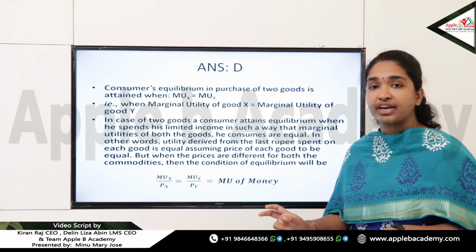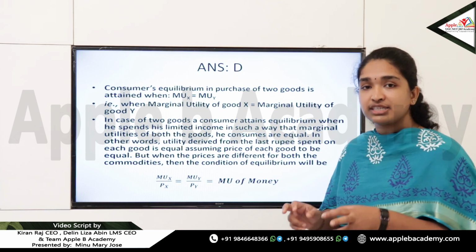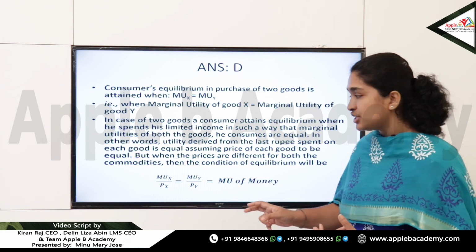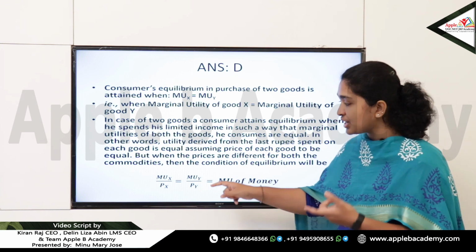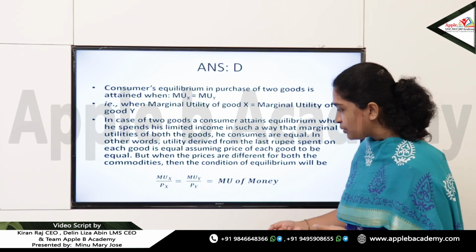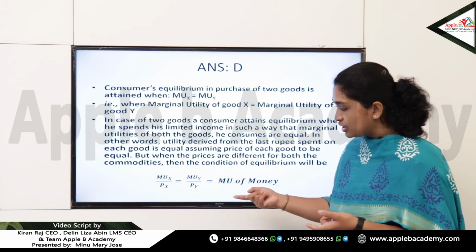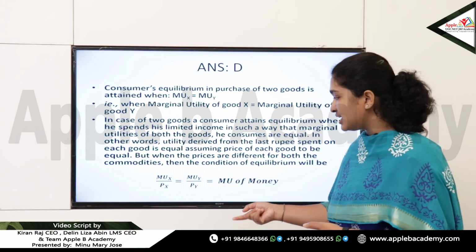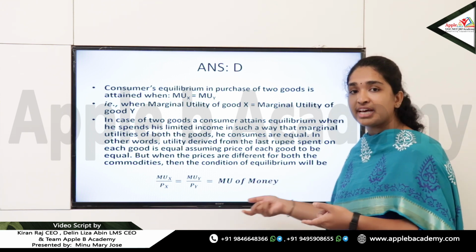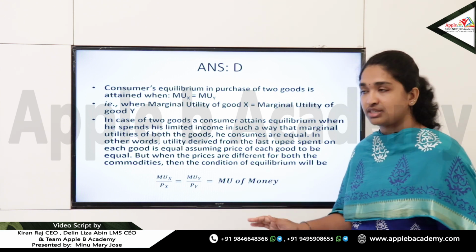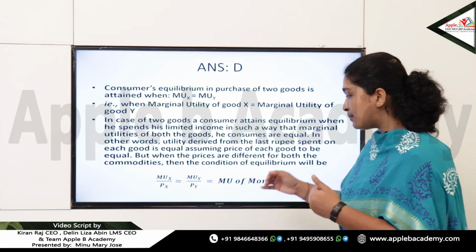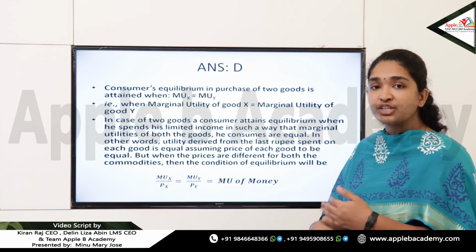But this is not the case everywhere. The prices of commodities can be different in certain other situations. In that case, the equilibrium condition would change to the ratio of marginal utility of X to its corresponding price, which will be equal to the marginal utility of Y to the price of Y, which is again equal to the marginal utility of money. That means the marginal utility of every rupee that he is spending, which is again assumed to be constant. So MUX by PX is equal to MUY by PY is equal to the marginal utility of money is the equilibrium condition when prices are different.